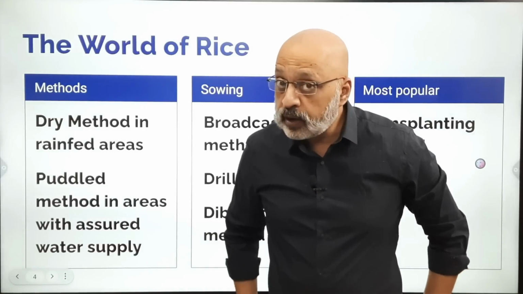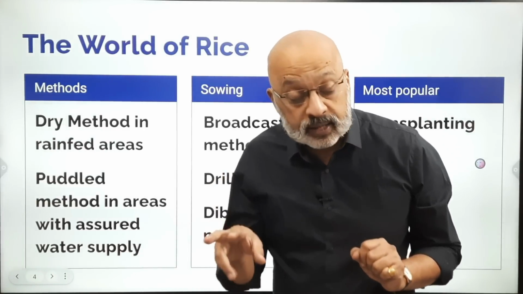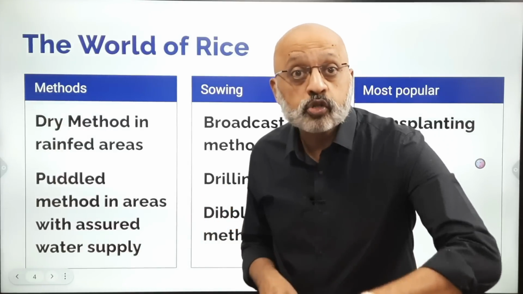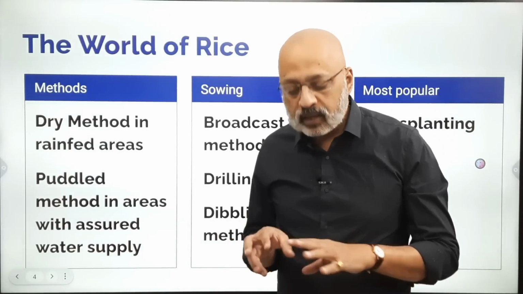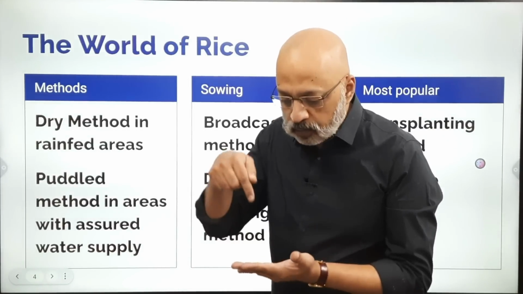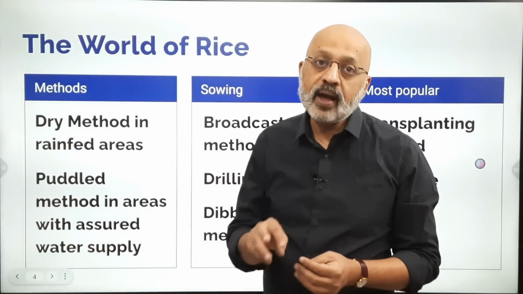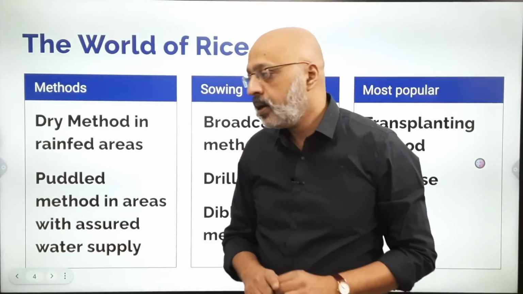The plus point of the drilling method is that the wastage is minimal. There is a high rate of germination of seeds, but it's also a very time consuming task, obviously, right? The dibbling method uses an instrument, a dibble, where you make holes in the soil and then the seed is put by hand. Again, a very labor intensive and time consuming task.